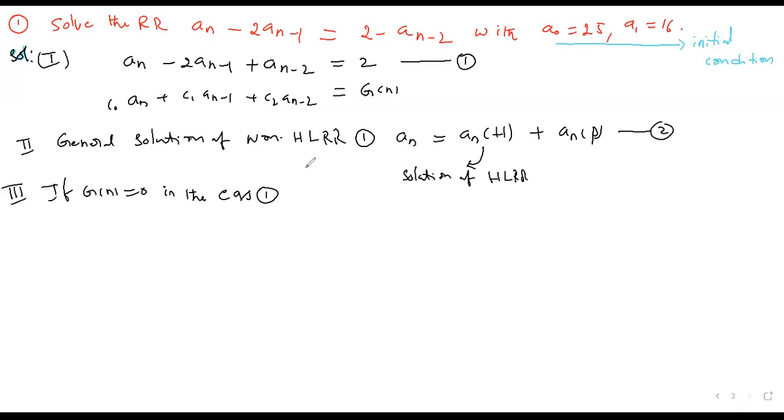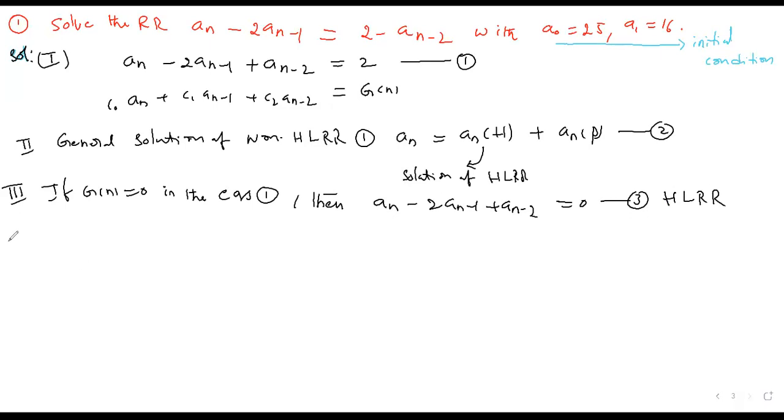In the equation 1, the g n equals 0, then what remains? The remaining is a n minus 2 into a n minus 1 plus a n minus 2, which equals 0. This is the equation 3. It is called a homogeneous linear recurrence relation. So now we require the solution of this one.